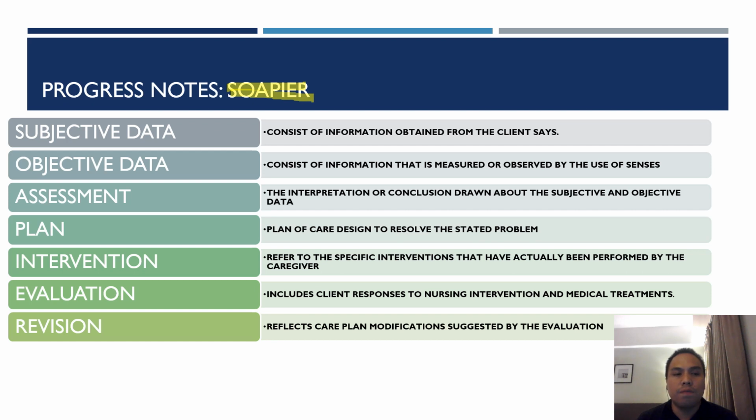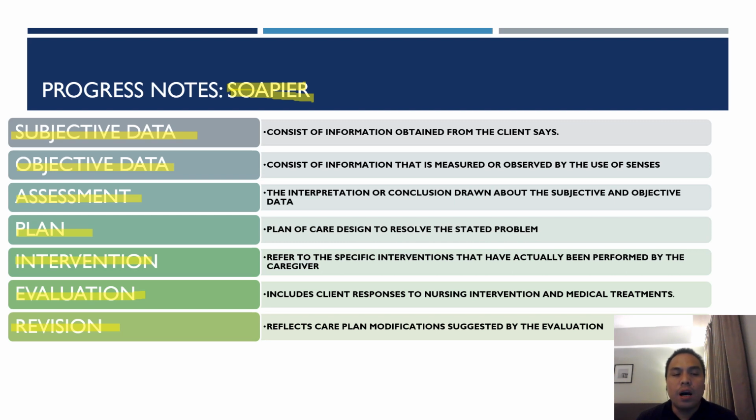SOAPIER. S stands for subjective data, O is for the objective data, A is for assessment, P is for planning, I is for intervention, E is for evaluation, and R is for revision. In subjective, that consists of information obtained from what the client says. So in subjective, it describes the client's perceptions of and experience with the problem. So subjective data are included only when it is important and relevant to the problem.